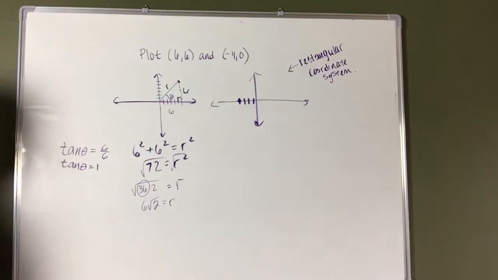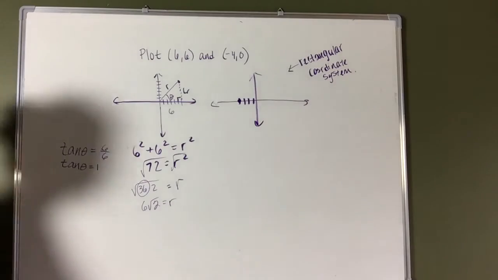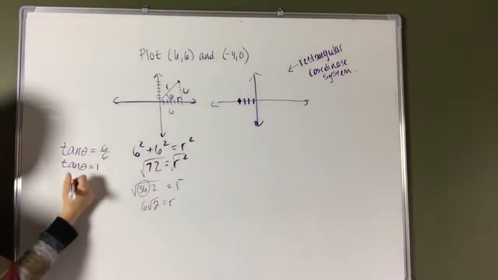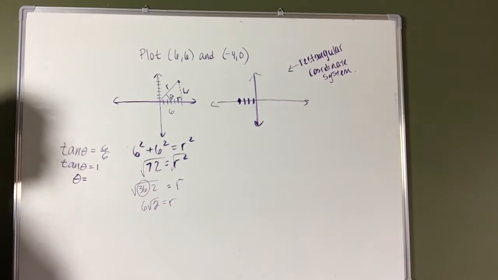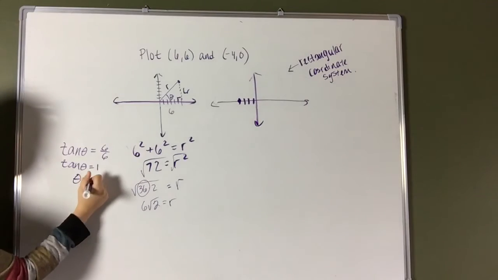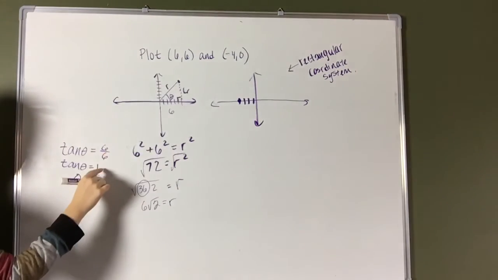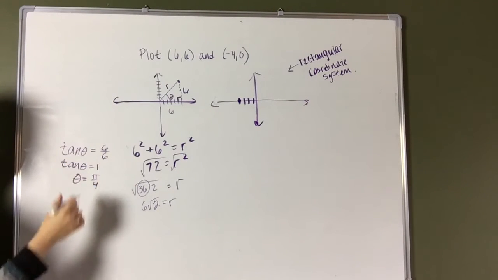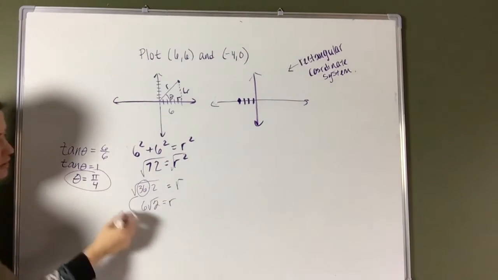Okay, do we know the exact answer for that? We want to give our answer in radians. All right, so we want to give our answer in radians. If you look on the unit circle, you should have your tangent values written along it. Theta is equal to pi over 4 in the first quadrant, where tangent of theta is 1. All right, so we have that.